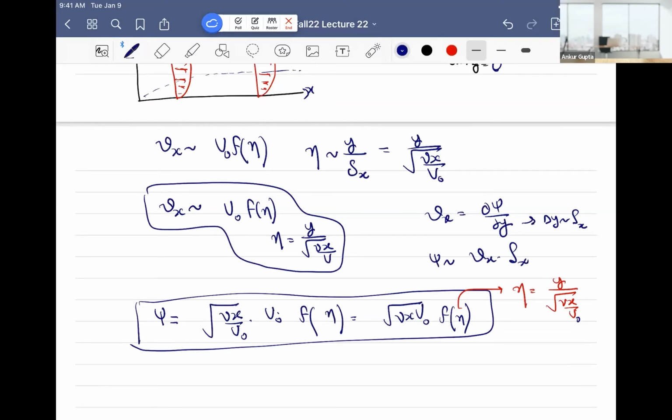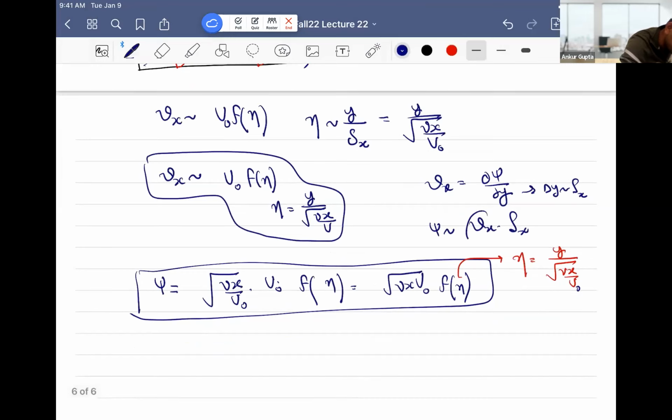Maybe it will be a little clearer if I write it like this: this is absolutely u naught, but this f of eta is added to get an exact solution. If I was just doing an order of magnitude analysis, I could say psi is root of mu u naught, and that would be fine. But we're trying to find a similarity solution, so we add the functional form on top of it.